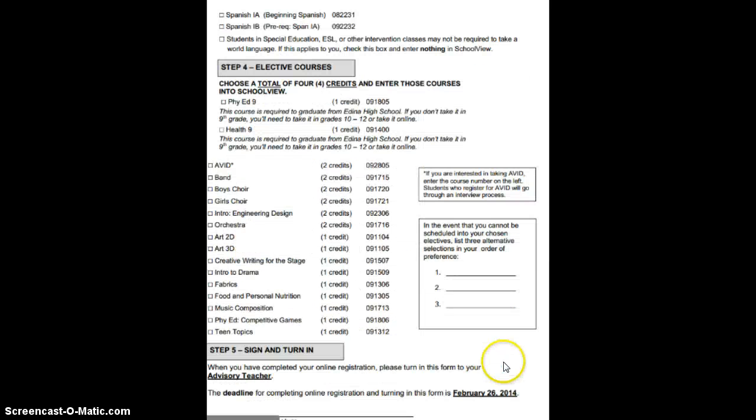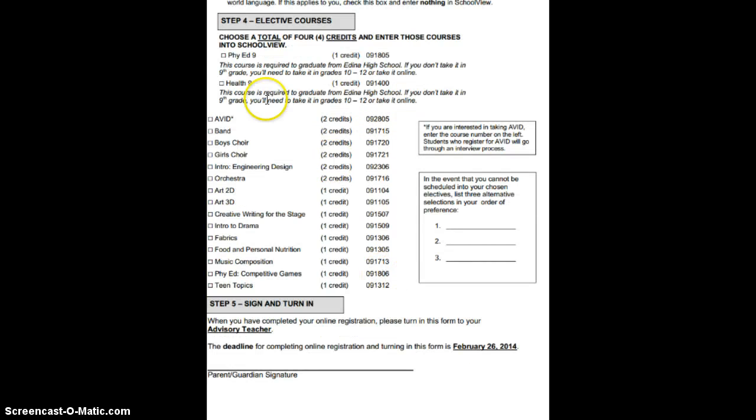Now, moving to the back page, step 4. You'll see in the instructions for step 4 that you choose a total of 4 credits, and then you'll enter those courses into SchoolView. For some of you, this will be very simple, and for others of you, it will be a little bit more complex.